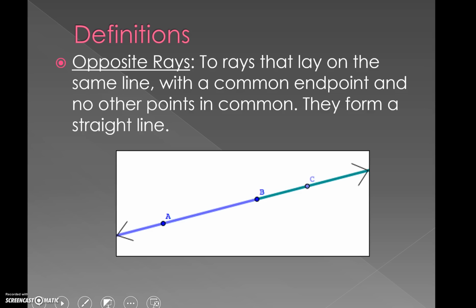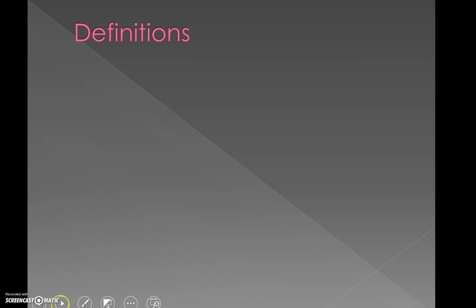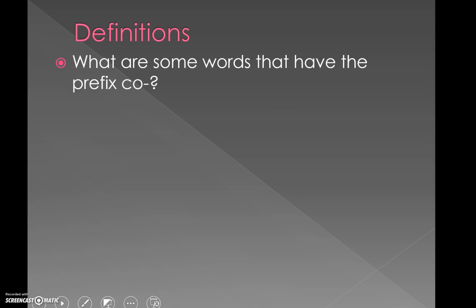So let's take a look at an example. If you look at the blue one versus the green one, they're going in completely opposite directions. However, we can look at this as an entire line, but both of them share a common endpoint, and the common endpoint would be B, and there's nothing else that they have in common. So that's what it means to be opposite rays. Again, that says 2 as in T-W-O. Sorry about that.